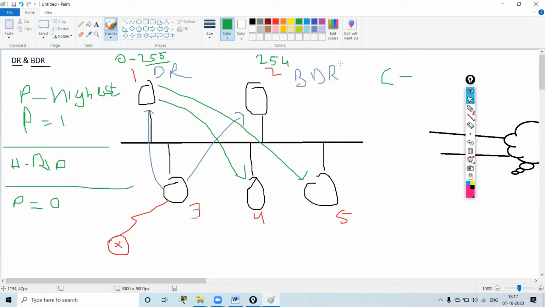If you set the priority to 0, would that make them a DR other by default? Yes, it will by default make them a DR other router.